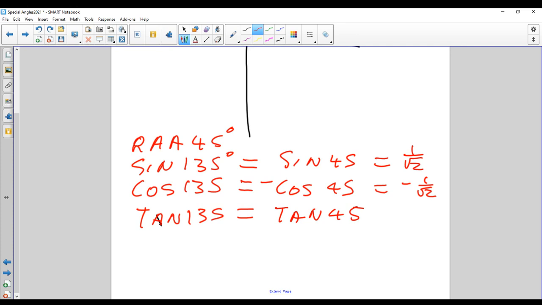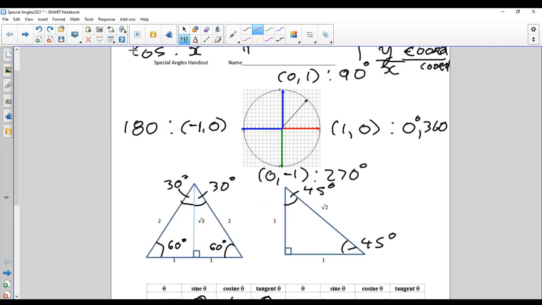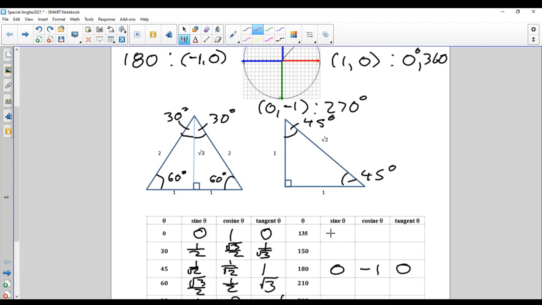Tangent of 135, should that be positive or should that be negative? Abdullah, what do you say? It should be negative. And it's negative what, sorry? Negative 1. Fill in all that information on your chart right now. So for 135, I can put in 1 over root 2, negative 1 over root 2, and minus 1.